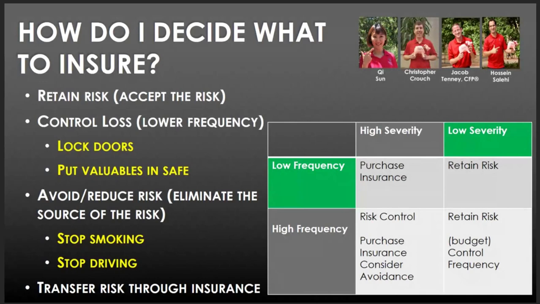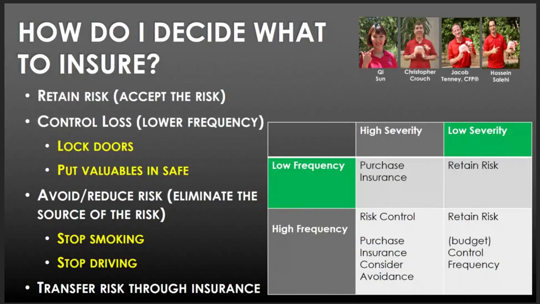So this is going to be things like, you know that smoking is bad for you. You know that the severity could be very real. You know that a lot of people who smoke get lung cancer, so you just avoid it. So let's talk about some examples of this. So let's start with driving. So we'll talk about how to either avoid, control, retain, or transfer with driving.